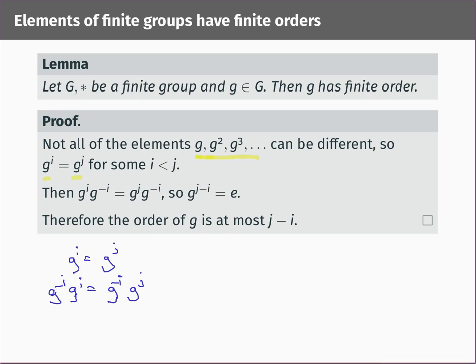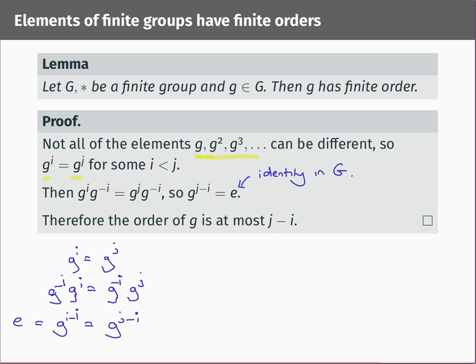Okay, well, use the exponent laws. So what do I have on the left? The exponent laws tell me on the left I've got g to the i minus i, and on the right I have g to the j minus i. So that's two applications of the first exponent law. But on the left, g to the i minus i, that's g to the 0. And g to the 0 is by definition the identity element. So here I'm using e to refer to the identity element in G. Okay, so we established that g to the j minus i is equal to the identity.